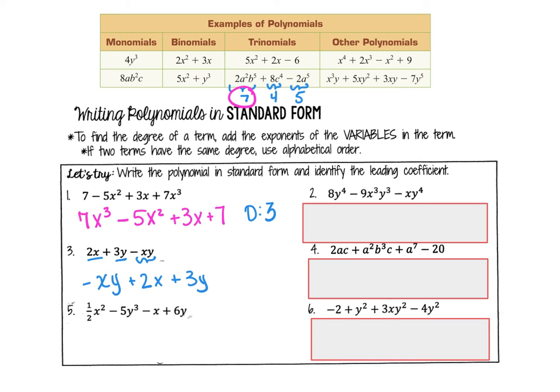3y has a degree of 1. So when you have two of them with the same degree, you are going to put them just in alphabetical order. X, Y. So the x first, then the y.